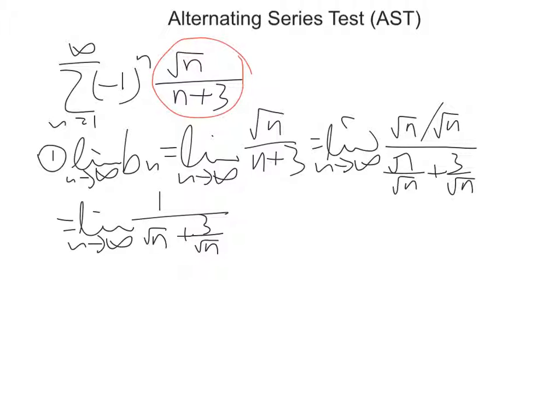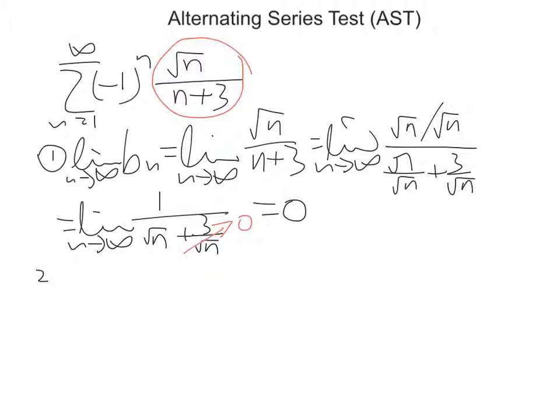As n goes to infinity, we get to know this goes to 0. As n goes to infinity, the square root of n is going to go to infinity. Therefore, 1 over infinity is going to go to 0. And that's how we verified the limit of b sub n is going to go to 0.